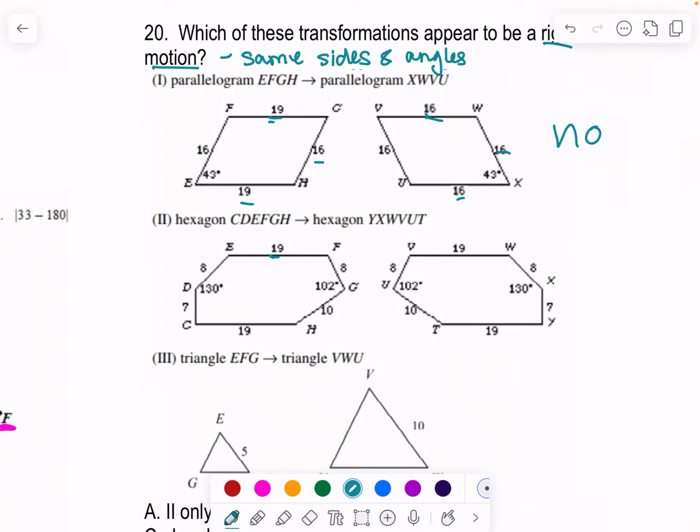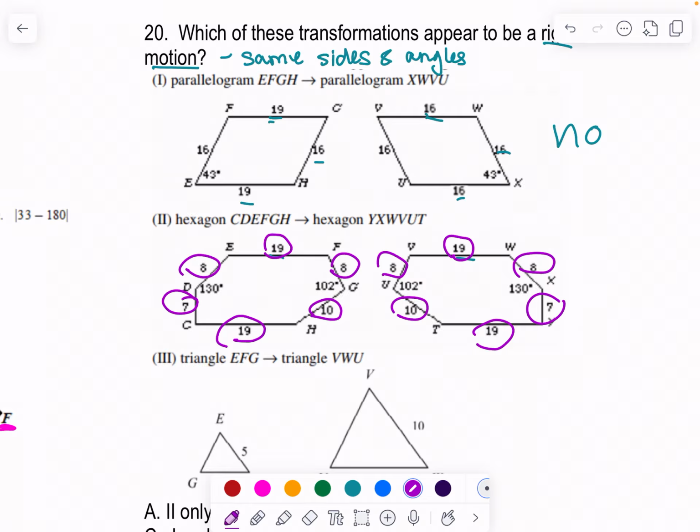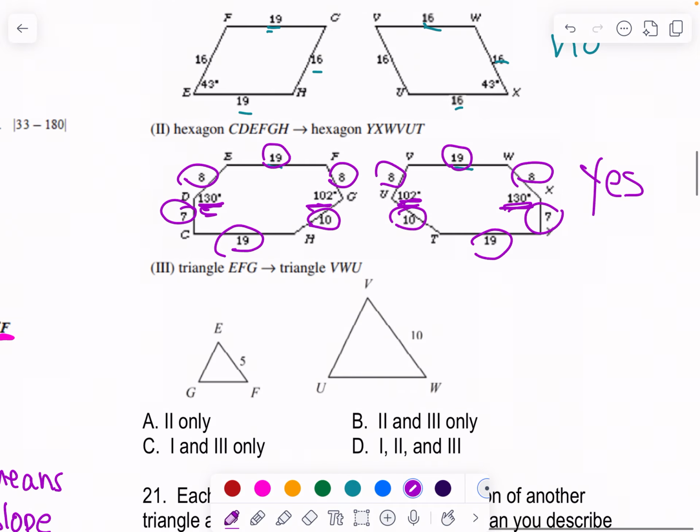Now let's check. That's 19, 19. I'm just comparing all the sides, right? So here's 19, that's 19. 8 goes with 8, 10 goes with 10, 19 also goes with 19, 8 matches with 8, 7 goes with 7, and then this angle is the same as that one, and this angle is the same as that one. So this would be yes. And then I can see these are not the same size, so it's going to be no on that. So the answer would be 2 only. Cool.